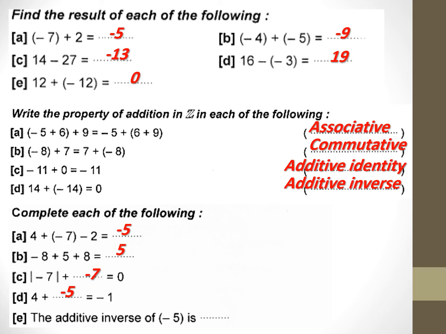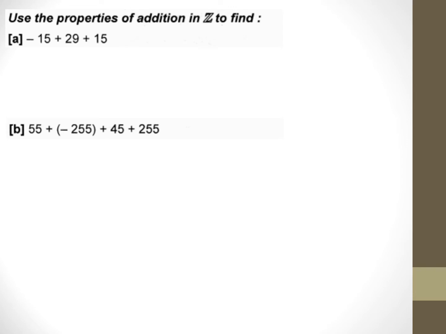The last one, the additive inverse of negative 5 equals 5. The additive inverse is the changing of the sign, the opposite sign, so it will be 5. Use the properties of addition in Z to find. We will use the properties of addition to find the result. Firstly, we will use commutative and associative and closure or identity or inverse.